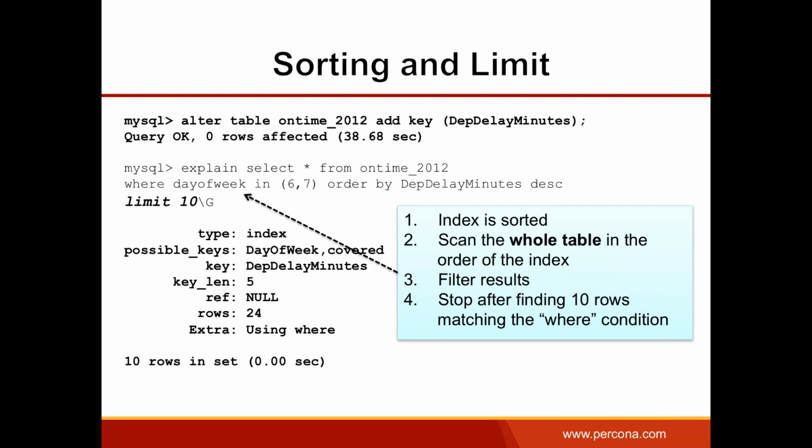We can remove the results that don't meet our condition. So we start reading this whole table in the order of the index and check for each row, does it meet our day of week condition? If it does, then we will keep this result. If it doesn't, we will discard this row and proceed to the next row. And then finally, we will stop after finding the 10 rows matching the where condition.